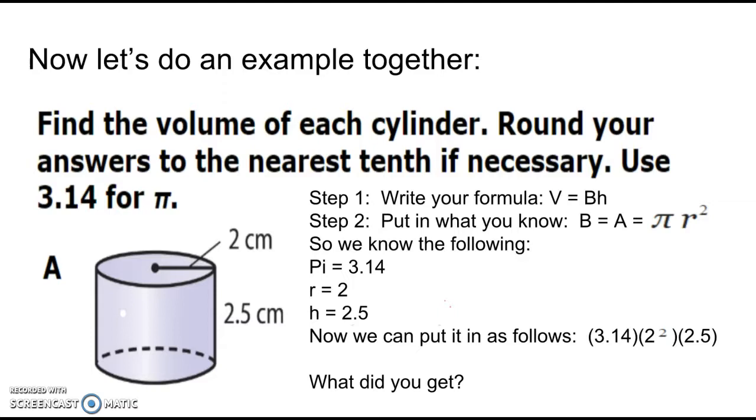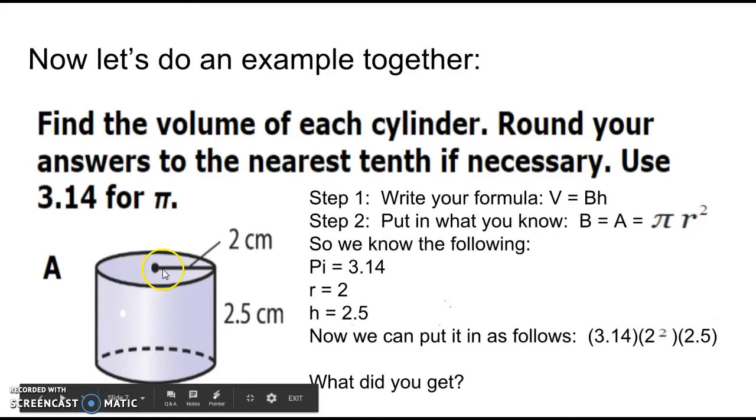We know that pi is 3.14, or you can use the pi button on your calculator. We know the radius is 2, there's the radius because it's only halfway across, and then we know the height is 2.5. Now we can put it in as follows. Pi, or 3.14, times 2 squared times 2.5. So put that into your calculator.